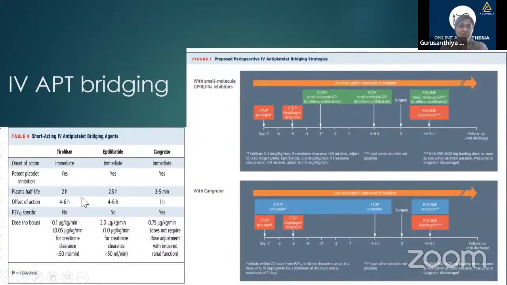I have only personally used tirofiban. I don't think these two are available yet. In case of short-acting IV antiplatelet agents, there is still no large amount of data available to say if you bridge with IV bridging, the perioperative risk of major adverse cardiac events is less. Still, there is limited data on usage of IV antiplatelet agents, but for the sake of the theory, we just have to know that IV antiplatelet bridging has to be done in a patient who has a high thrombotic risk.